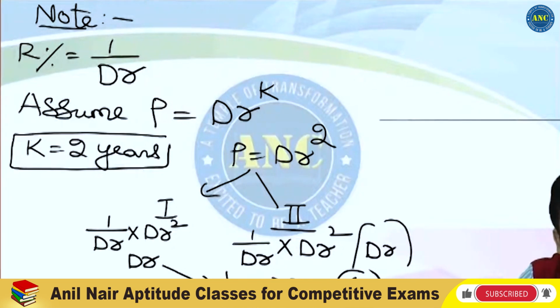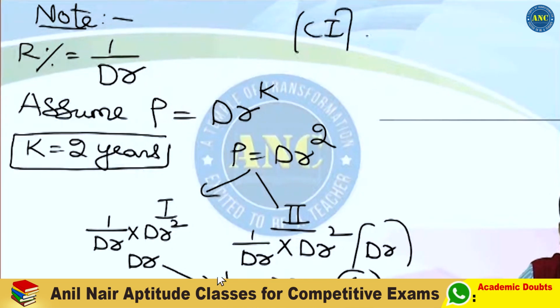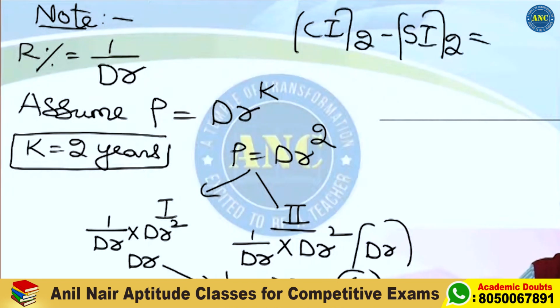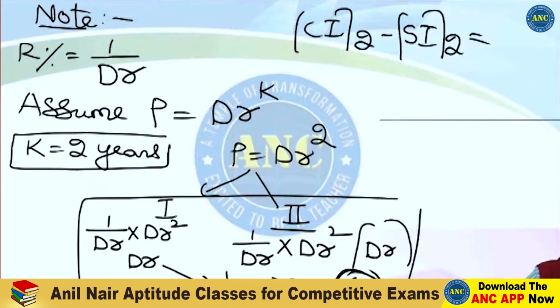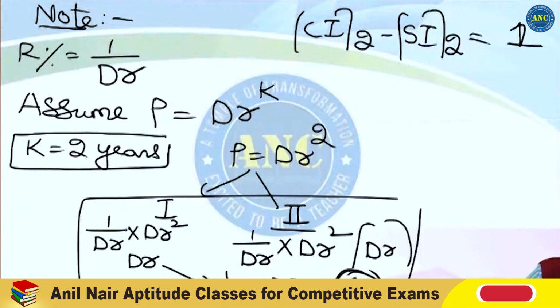Now see here. CI for 2 minus SI for 2. D is nothing but total CI for 2. SI for 2 is 2DR. CI for 2 minus SI for 2, it is 1. Please make a note, sir. Direct conclusion.